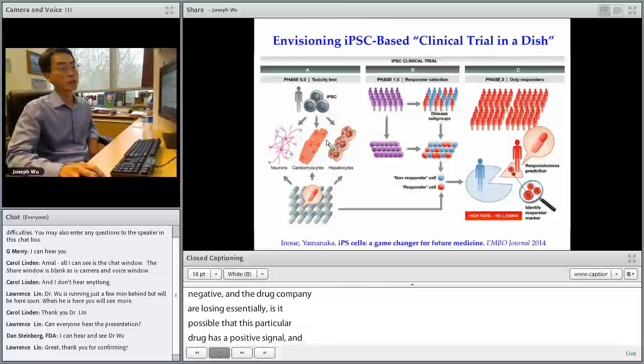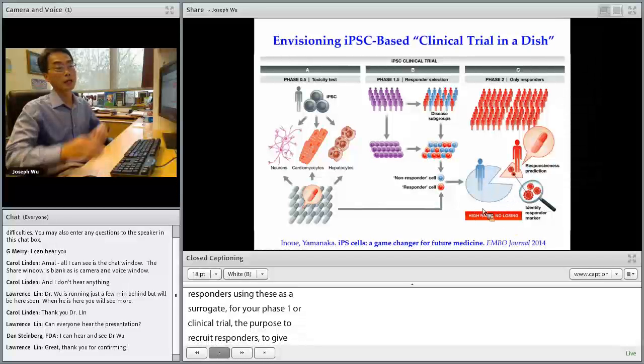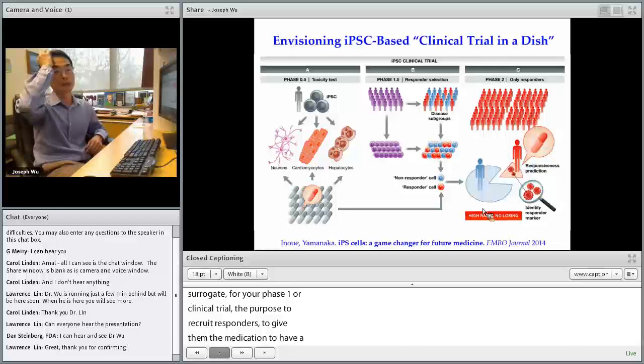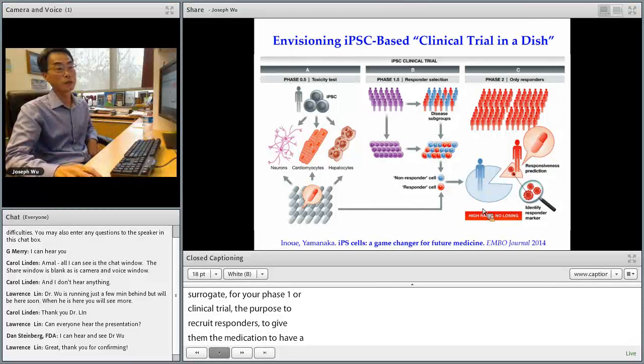And it's possible to use the iPS cell model to sort out which of these patients is going to respond and which of these patients is not going to respond. And once you figure out the responders versus the non-responders using these iPS cells as surrogates, then for your phase 1 or phase 2 clinical trial, you purposely recruit the responders and give them the medication so that you have a higher hit rate, and so that the drug goes to the next phase of clinical testing. The investors do not lose interest.